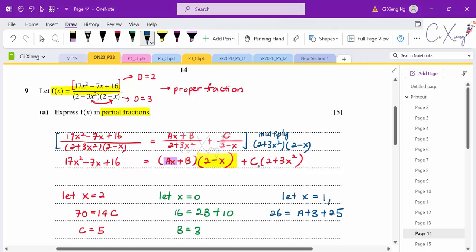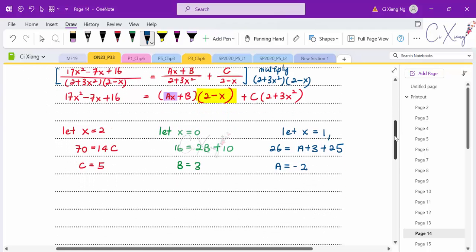Okay, then again, you can slowly simplify your equation. By right, you should have a equals negative 2. So we successfully get all the values for a, b, and c here.